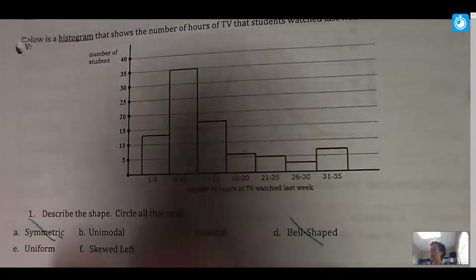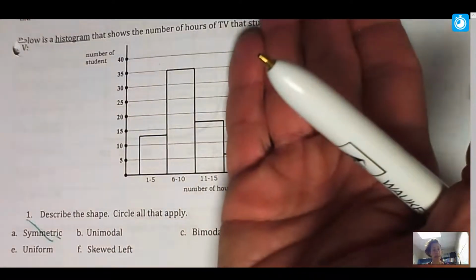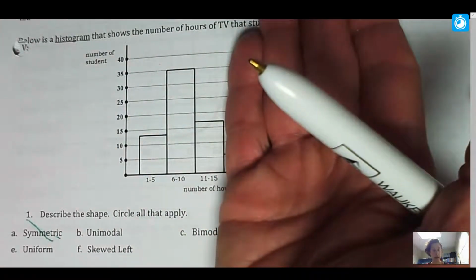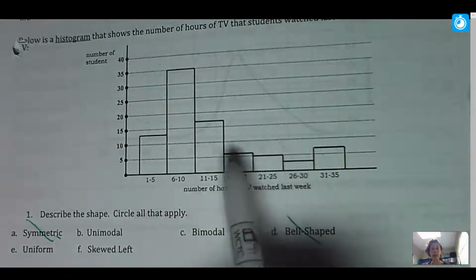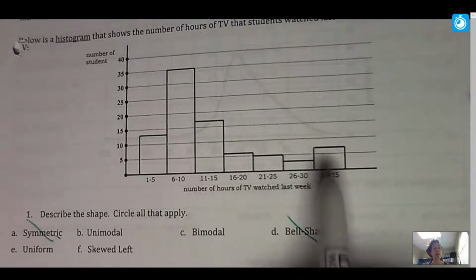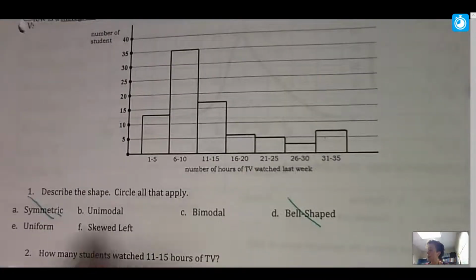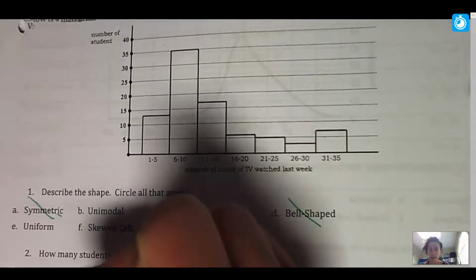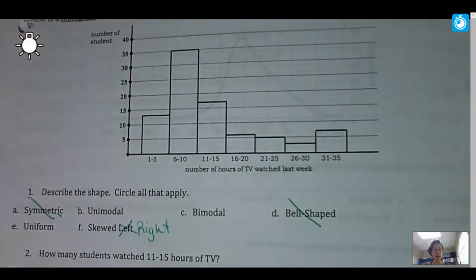So instead what I see is most of the information is here on the left, okay? But then I've got this like extra tail, as we call it, over here, and the tail is on the right side. So where it says skewed left, we're actually going to change that because it's actually skewed right, okay? Let's see, what else could we talk about?